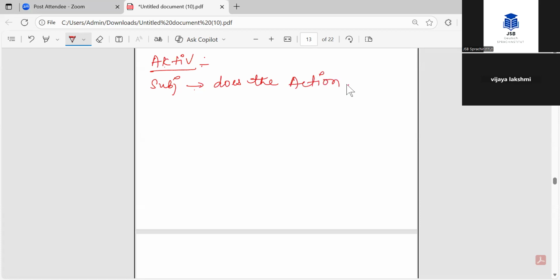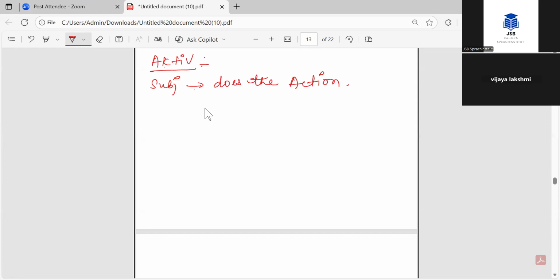Okay. So the subject does the action. For example, the doctor treats the patient. Doctor treats the patient. So who is doing the action here? Doctor. The doctor treats the patient, right? So that is the active.